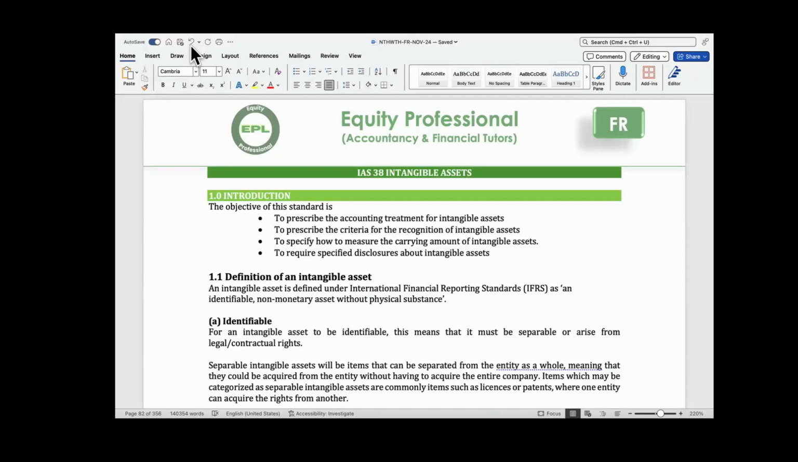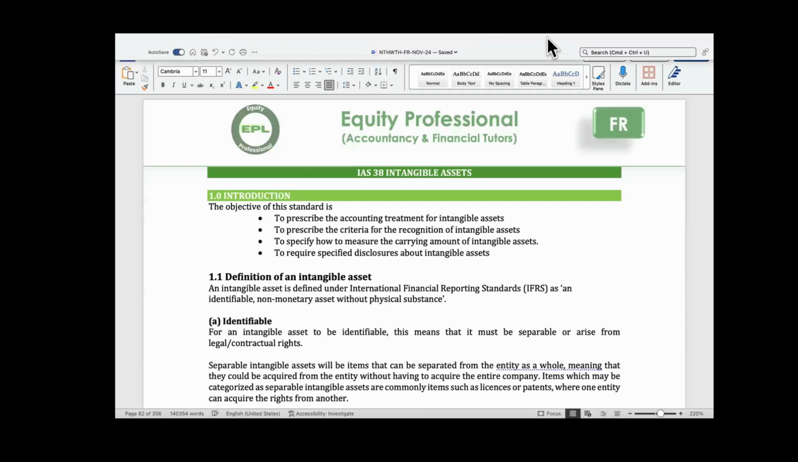So today, I'll be starting a new topic, and this topic is on IAS 38 on intangible assets. And what do we have in front of us to cover on this standard?